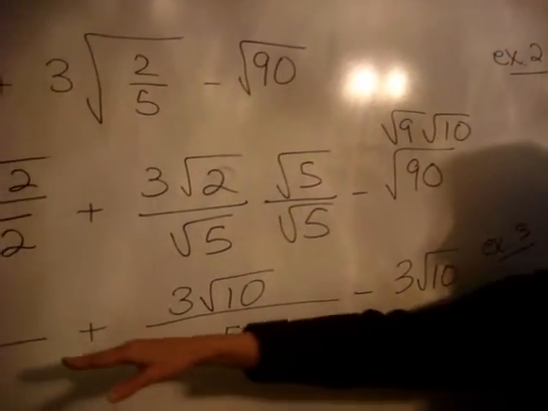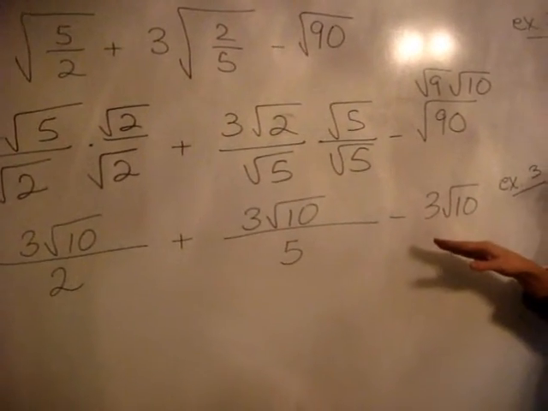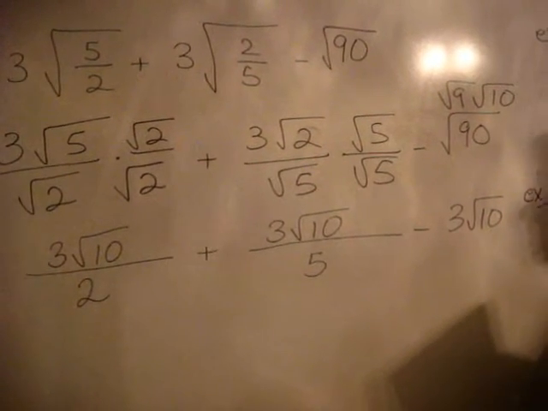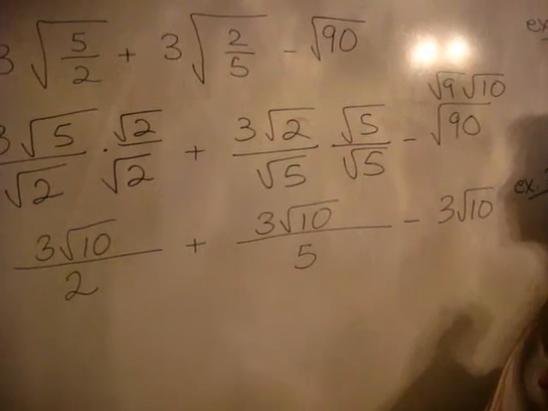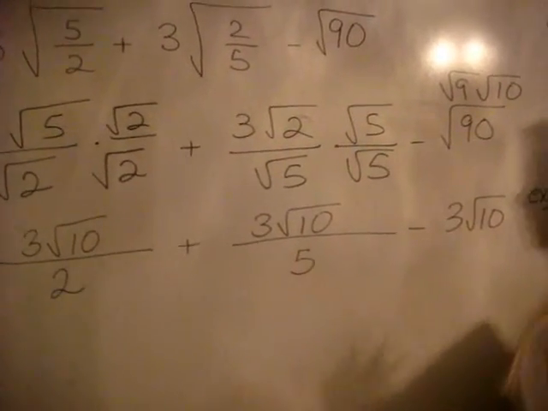Now these are all kind of like terms. We have 3 over 2 square root of 10, 3 over 5 square root of 10, and 3 minus 3 square root of 10. So we just need to find the common denominator. I know I'm going really fast, so you can just rewind it and look at this as you need to. I just want to try to keep this in the YouTube 10-minute slot.